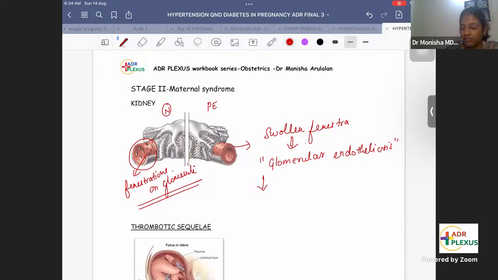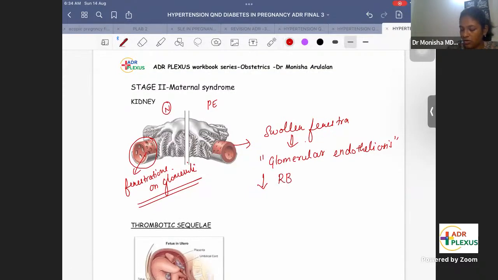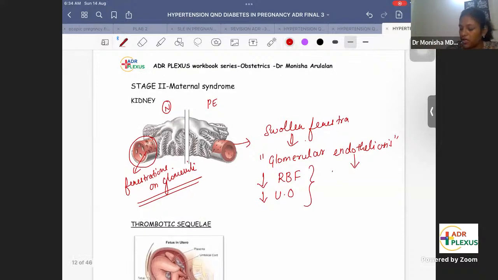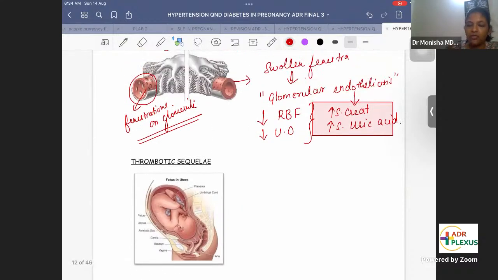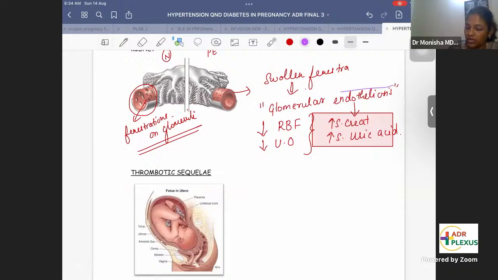And I said there is decreased blood flow. So there is decreased renal blood flow, and also decreased urine output, and there is endotheliosis. So the glomeruli are not functioning properly. So there is decreased excretion of creatinine, so there is increased retention, and an increase in the creatinine levels. The same mechanism causes increased accumulation of uric acid. So this is about the involvement of the glomeruli. This is a very important question: what is the hallmark lesion seen in the kidney in case of preeclampsia? That is glomerular endotheliosis.